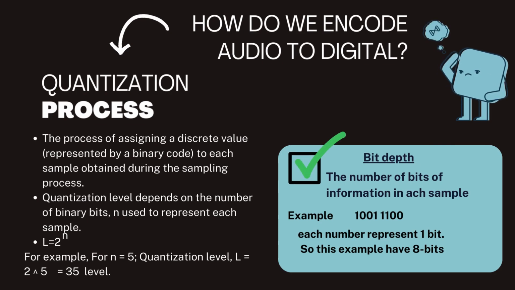What is bit depth? It is the number of bits of information in each sample. For example, 1001, 1100, so each number represents 1 bit. So this example has 8 bits.